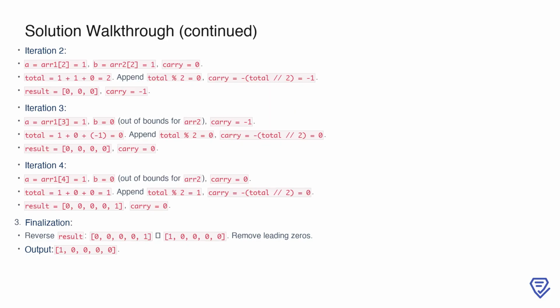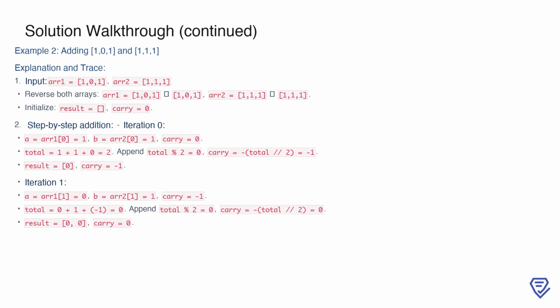In the fifth and final iteration, we add the last digit from the first array, which is 1, again treating the second array's value as 0. With no carry, the total is 1, so we append 1 to the result. At this point, the result array is 0, 0, 0, 0, 1, and the carry is 0. Finally, we reverse the result array, which becomes 1, 0, 0, 0, 0, and remove any leading zeros if necessary. The output for this example is 1, 0, 0, 0, 0.